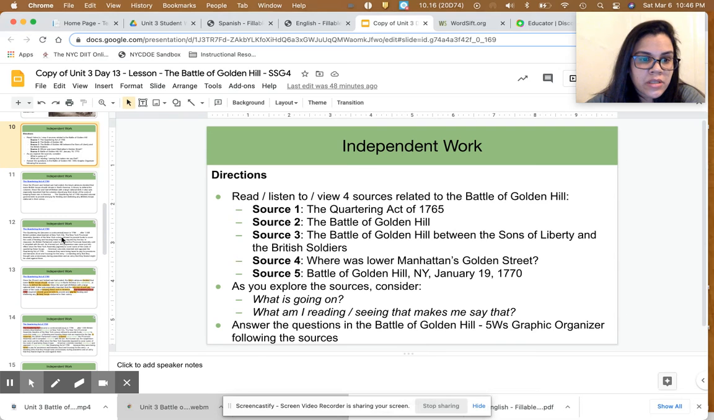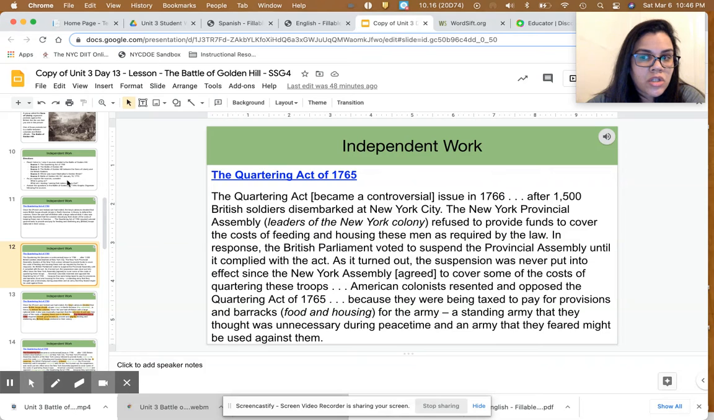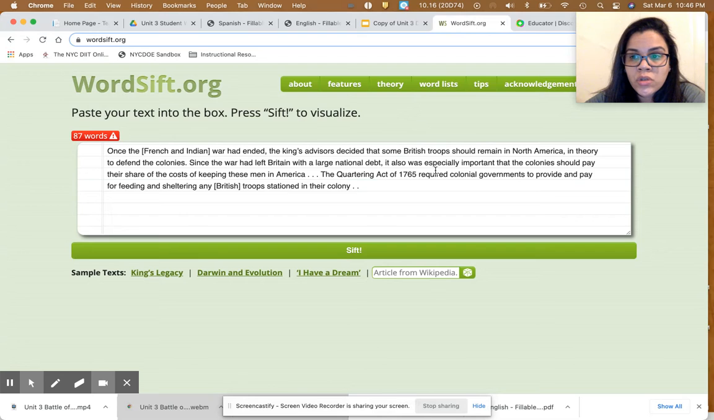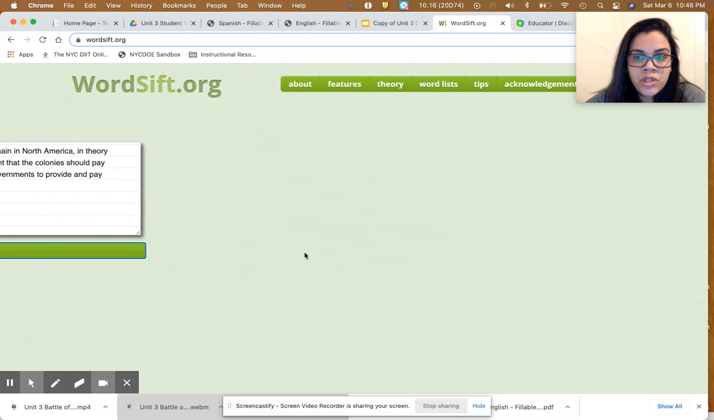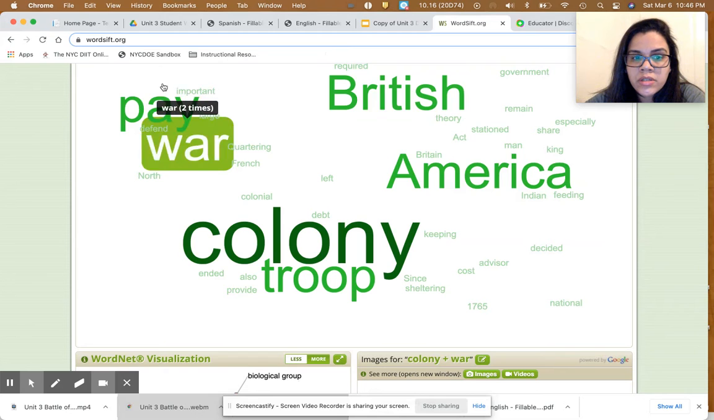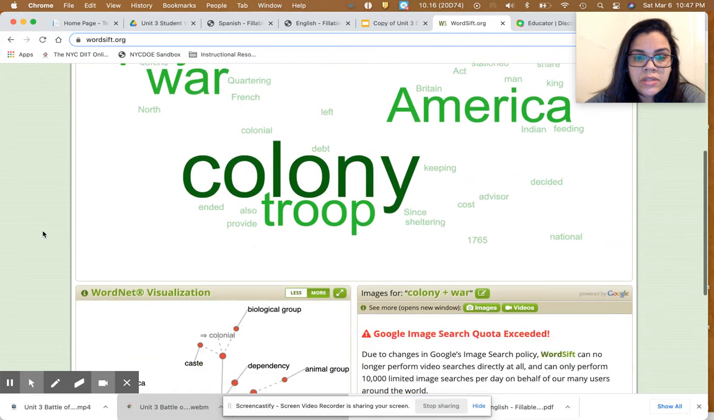Now, each of the sources already comes with an audio version, an audio clip. So that's one scaffold that makes the content more accessible. If our multilingual learners and English language learners are getting the sources a day or two before the actual lesson, I would encourage them to use Sift as a tool to make the content more comprehensible. Students copy and paste the information, and what it does is it highlights words that students should pay attention to and can use during discussions.